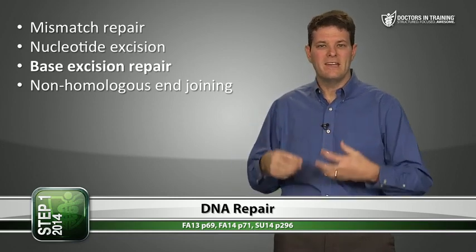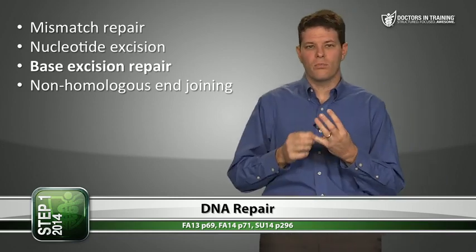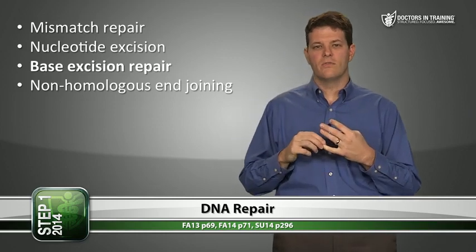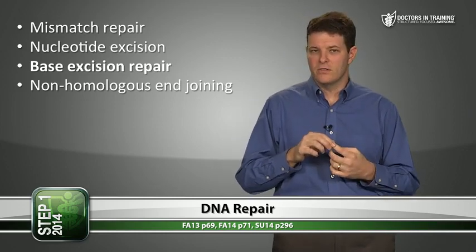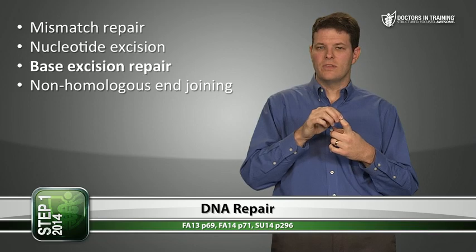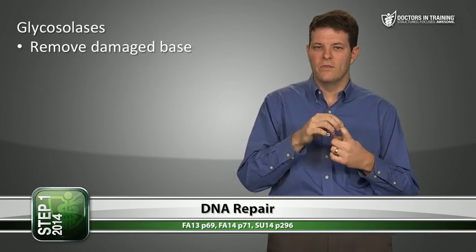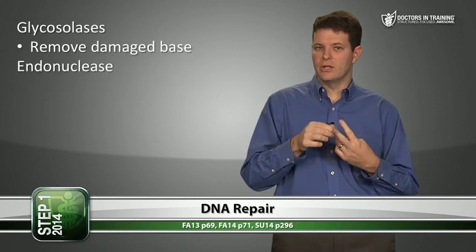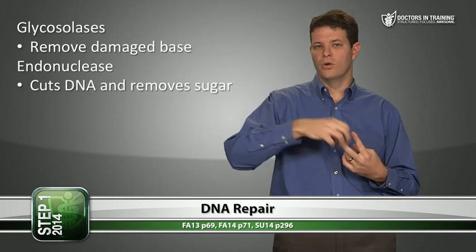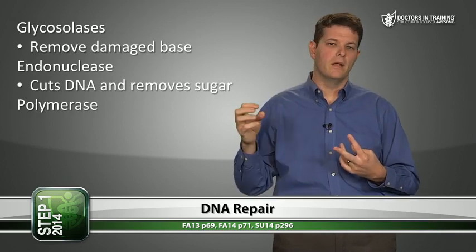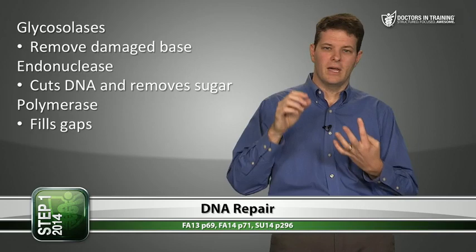So with base excision repair, you're adding a fourth process, which is to first remove the damaged base. The enzymes that do this are called glycosylases. They remove that damaged base. Then you have an endonuclease that cuts the DNA backbone, removes the empty sugar from the backbone. Then polymerase fills in the gaps, and ligase seals it.